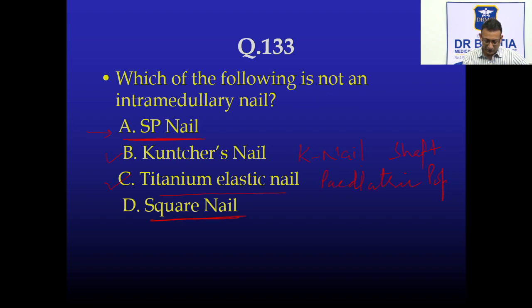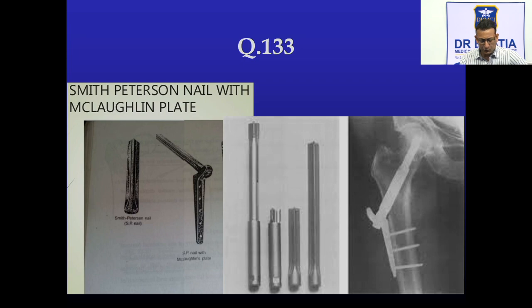Square nail is something which was used earlier for the fixation of shaft radius and ulna fractures. So this is again an intramedullary nail. Now the SP nail, also known as Smith-Petersen nail, was used previously for fixation of hip fractures. If you see, it has two parts. One is this SP nail, and there is another, the SP nail with plate, this McLaughlin plate. So this was used to fix intertrochanteric or neck of femur fractures.